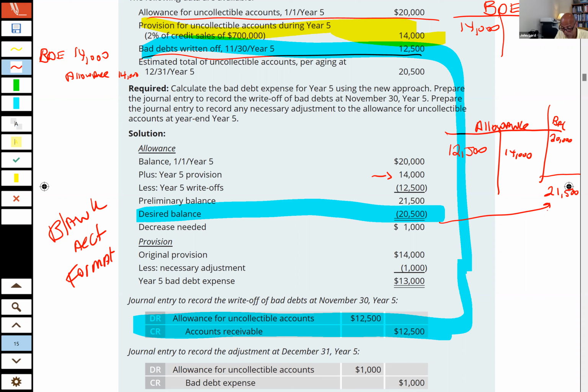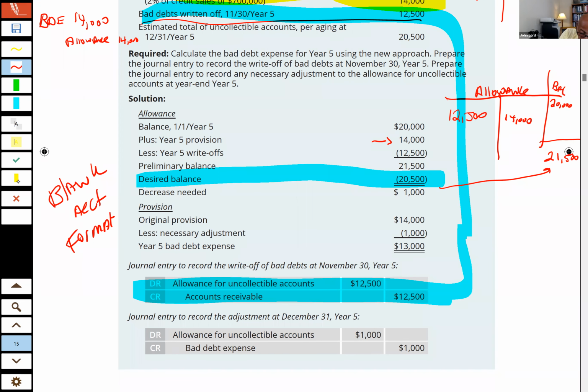Okay, well, we're just going to dump a little bit out of the allowance by debiting the allowance for $1,000. When I debit the allowance for $1,000, that brings the balance down to the desired what?